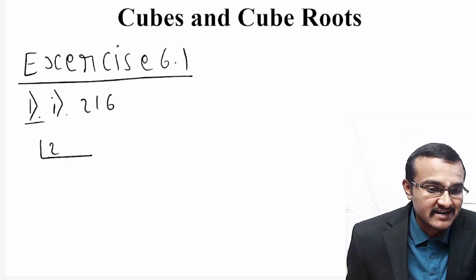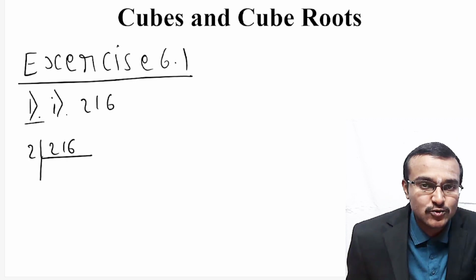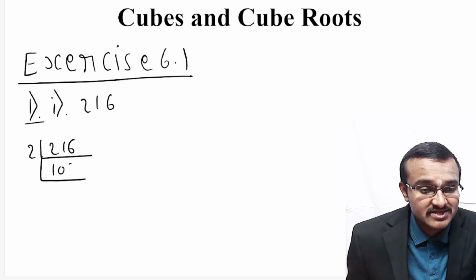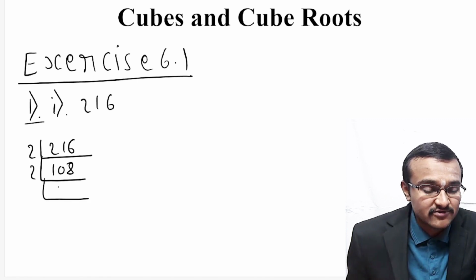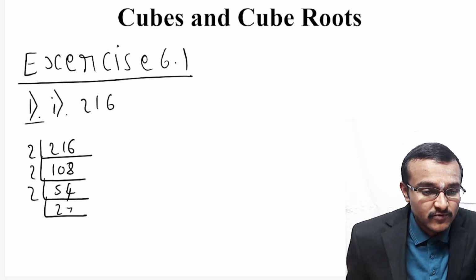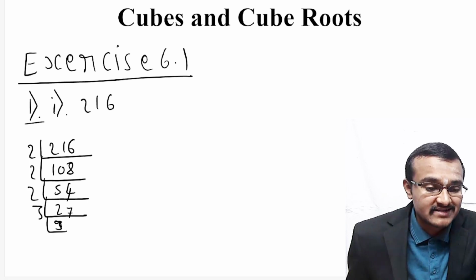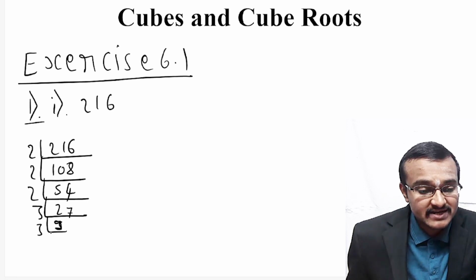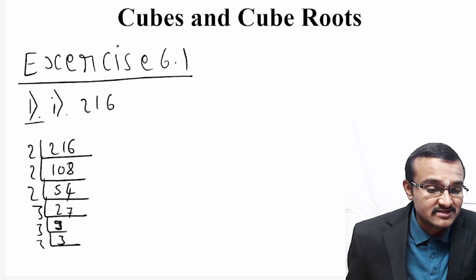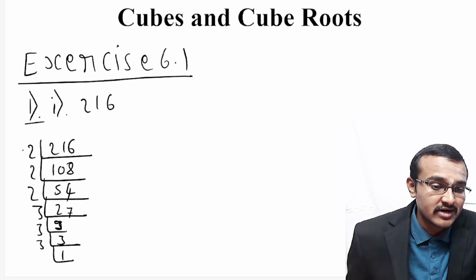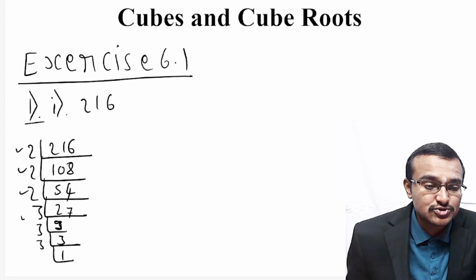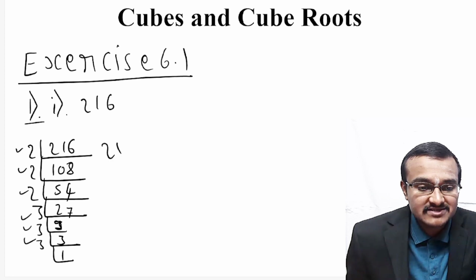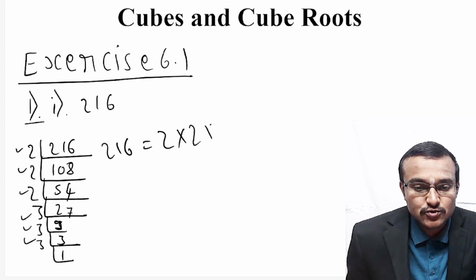If you do prime factorization of 216, you can take 2 as a prime number. 2 fours are 8, and again if you take 2, it will be 54. Again if you take 2, it will be 27. If you take 3, then 3 nines are 27. Again this 9 can go with 3, and this 3 can go with 3. So you have 3 times 2 and 3 times 3. That means 216 is equal to 2 into 2 into 2 into 3 into 3 into 3.